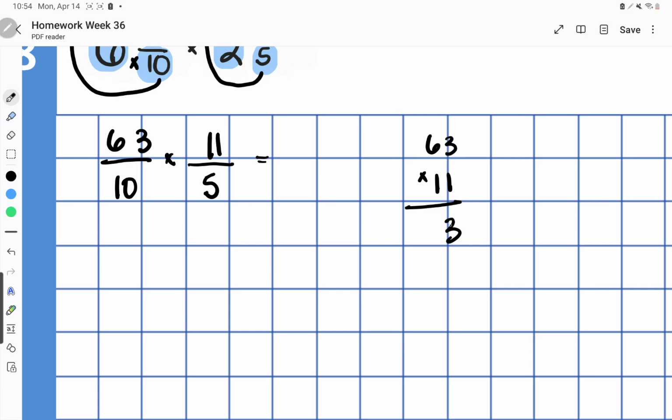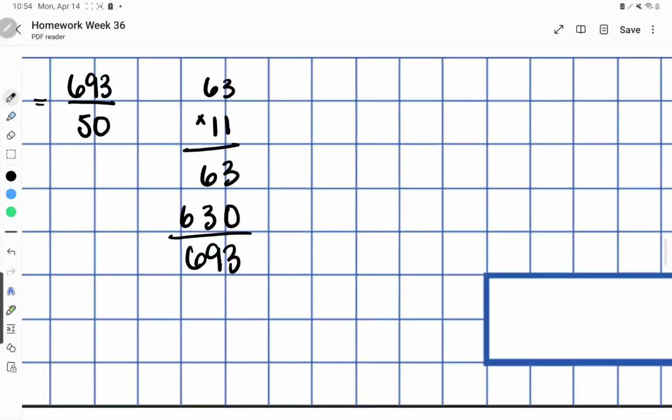3 times 1 is 3. 1 times 6 is 6. I'm on my next row now, so I add a 0. 1 times 3 is 3, and 1 times 6 is 6. Add it all together, and that gives us 693. And then we have 10 times 5, which gives us 50. We can't have a mixed number, so we'll do 693 divided by 50.